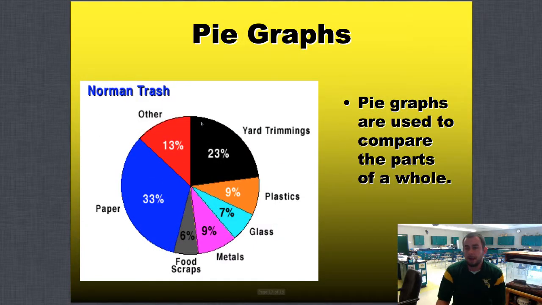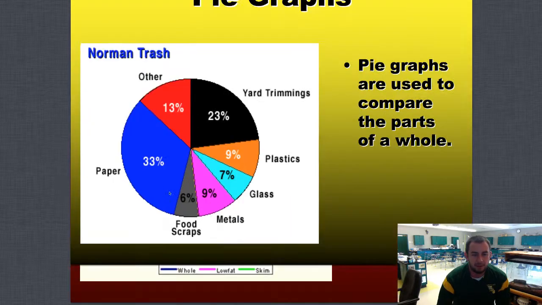Another one is a pie graph, and pie graphs are used to compare parts of a whole. In this case, this is Norman's trash, what his trash makeup is, and it gives it by percentages. Obviously, I would infer that Norman wastes a lot of paper. He also does his yard quite often, has a lot of yard trimming. So those would be some of my inferences based on the graphs that I see.